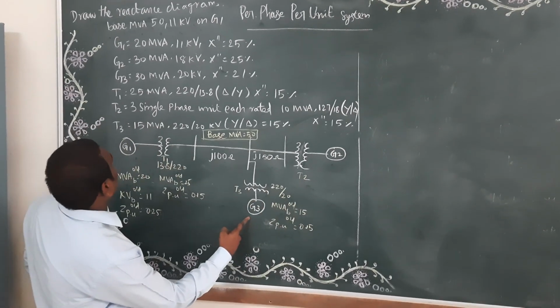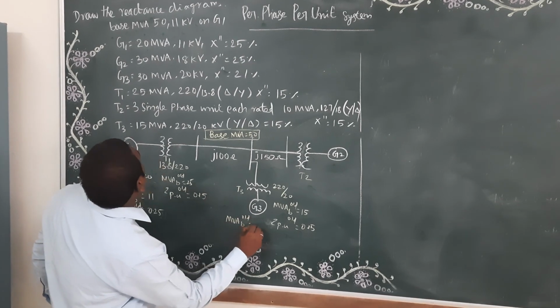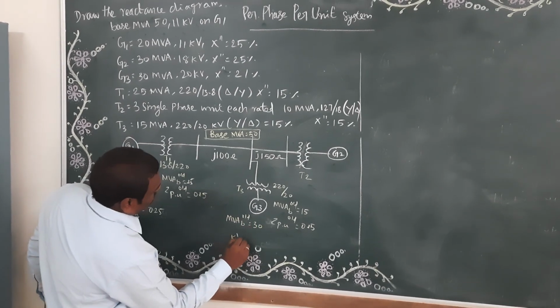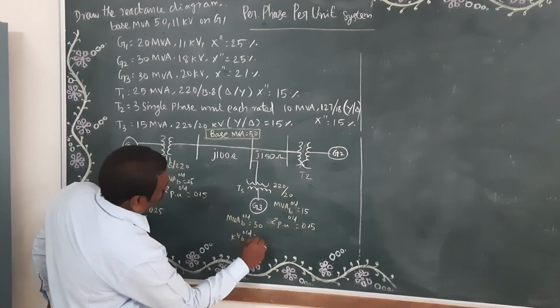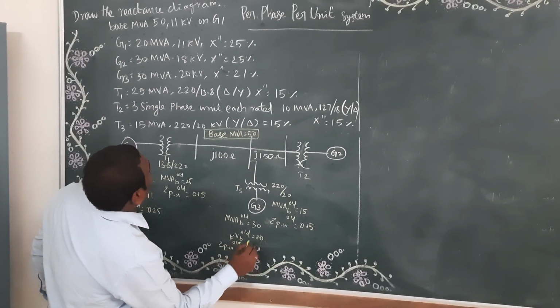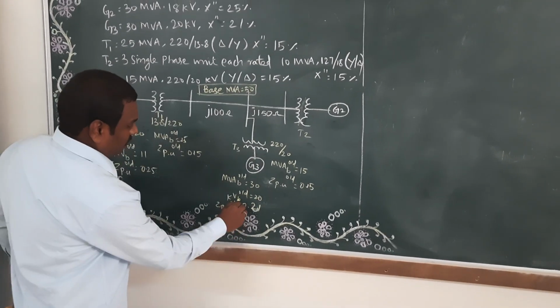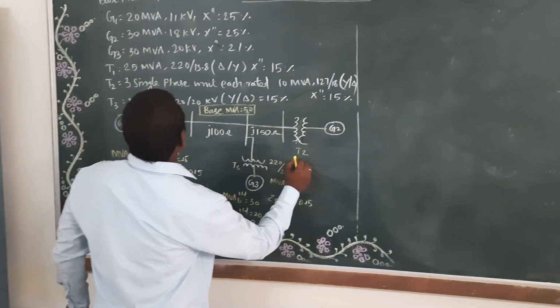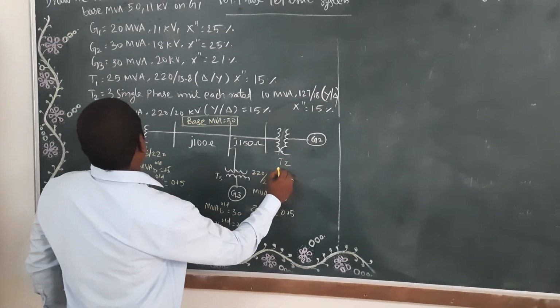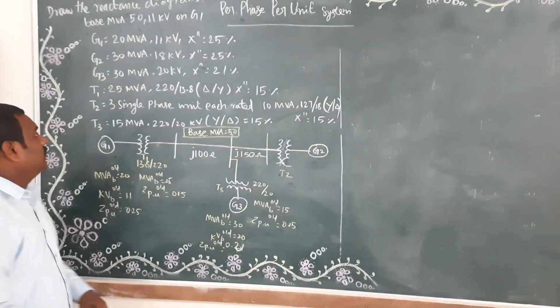Next for generator 3 it is MVA base volt equal to 30, kV base volt equal to 20, Z per unit volt equal to, for generator 3 it is 0.21. Okay. Now for transformer 2, this is the place where you have to calculate. This is what I told.